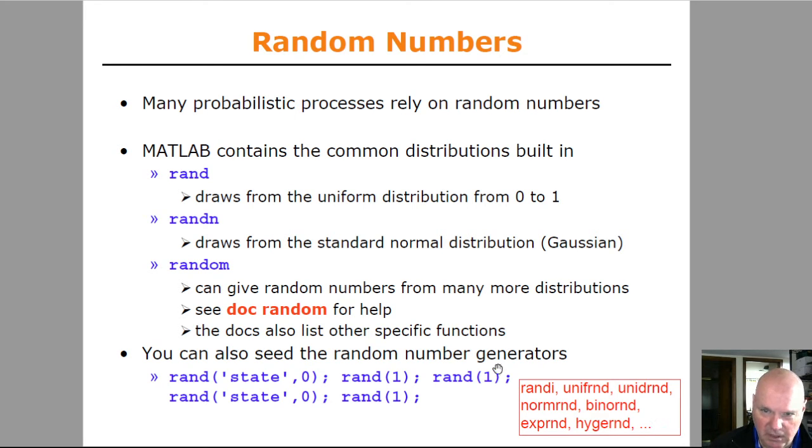Now, in some cases you want every time you run the simulation to produce the same set of random numbers. You can do that by seeding the random number generator. You seed it with a particular value at the beginning of your script, and then every time you would get the same set of random numbers. This can be useful when you're debugging or want to make sure that you produce the same output every time.